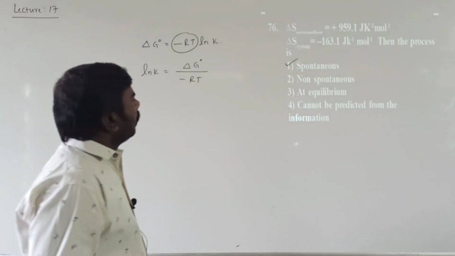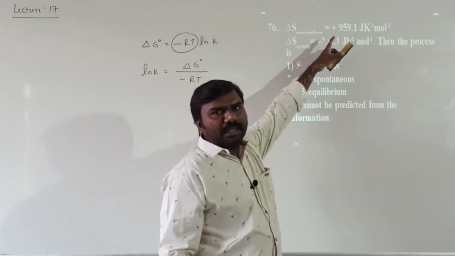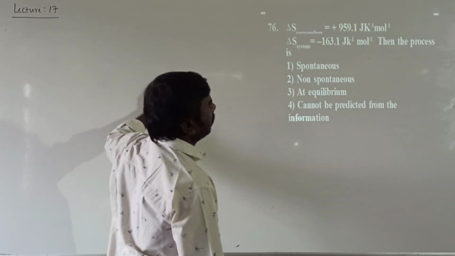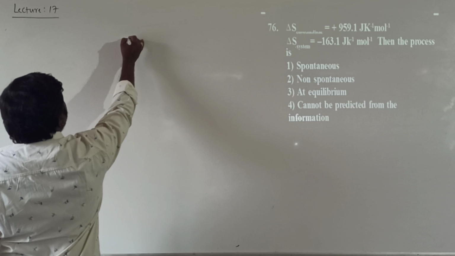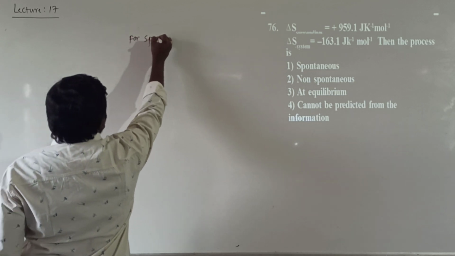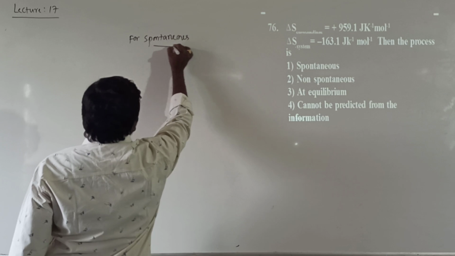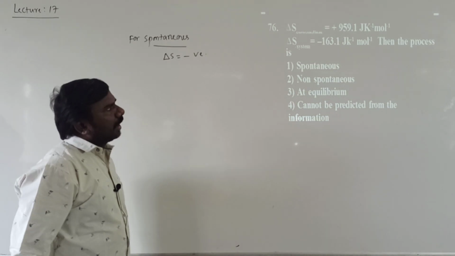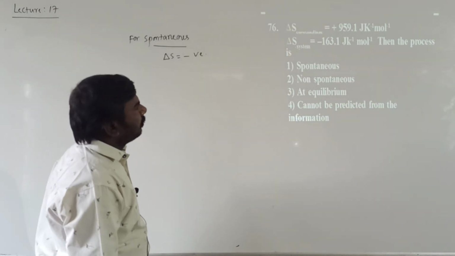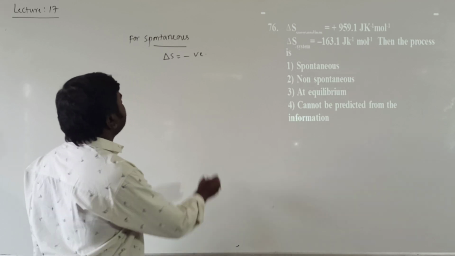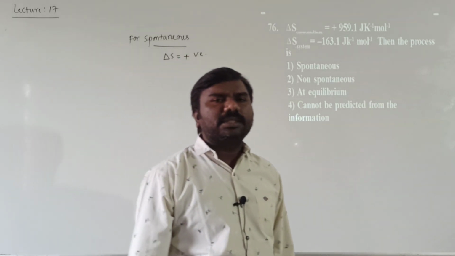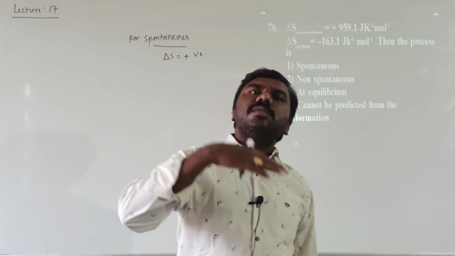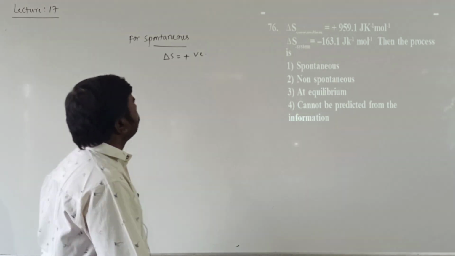Next, delta S surroundings given, system given, then the process becomes... So, what kind of process is it? For a spontaneous process, remember, delta S must be positive, students. For spontaneous, more disorder is required. Any spontaneous reaction takes place from order to disorder, that's why delta S is positive.